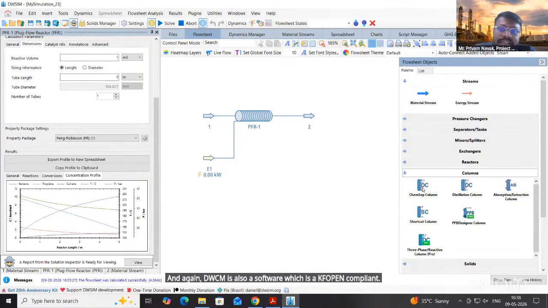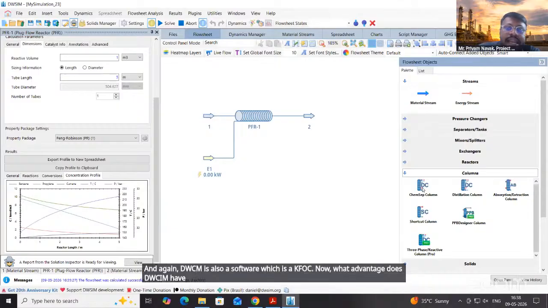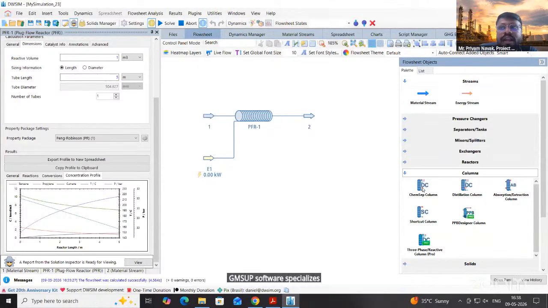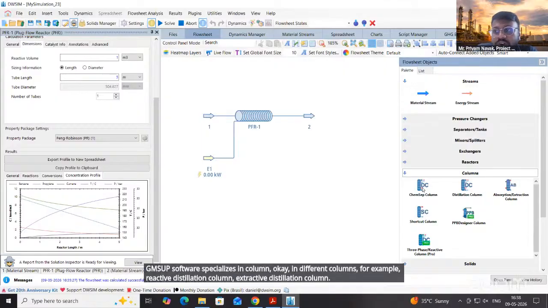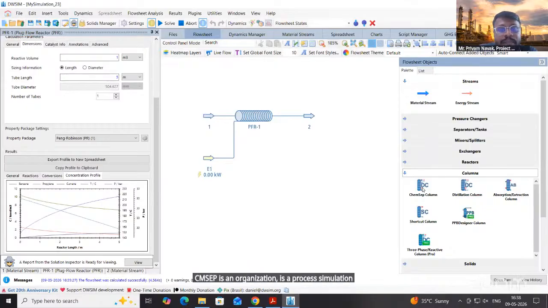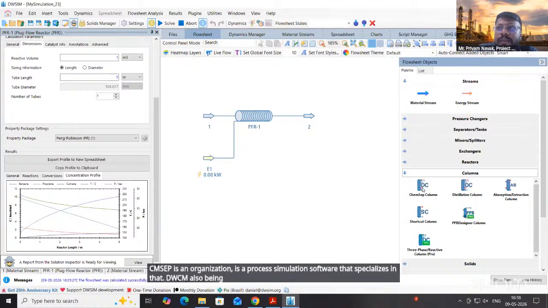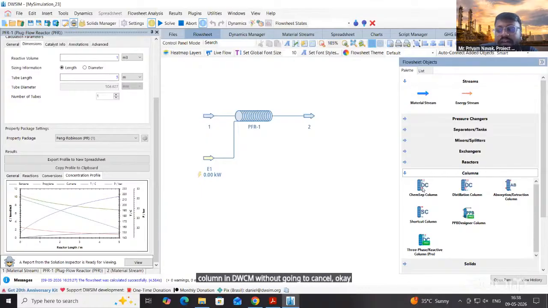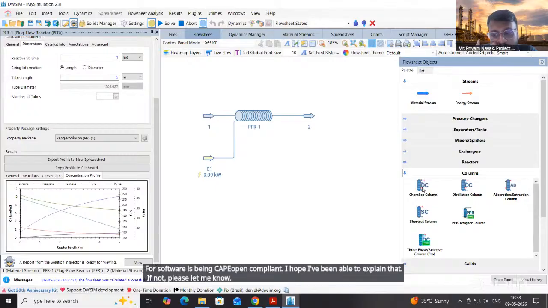Now, what advantage does DWSIM have by being CAPE-Open compliant? It can actually use ChemSep's column in DWSIM. ChemSep specializes in different columns, for example reactive distillation column, extractive distillation column, pressure swing distillation column, the different kinds of separation columns that you come across. DWSIM, also being CAPE-Open compliant, can make use of ChemSep's column in DWSIM without going to ChemSep. That is the advantage of a software being CAPE-Open compliant. I hope I have been able to explain that. If not, please let me know, and I'll try to re-explain it to you.